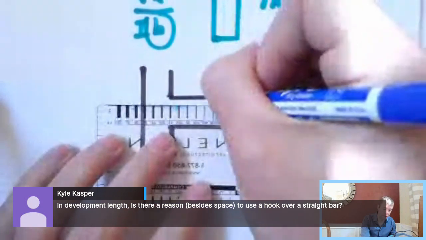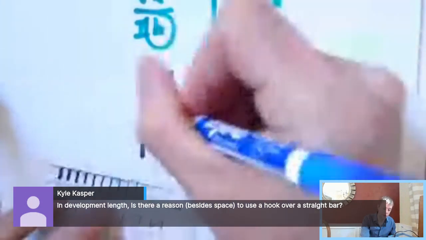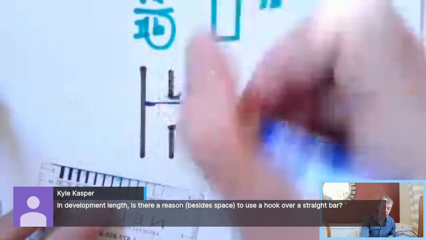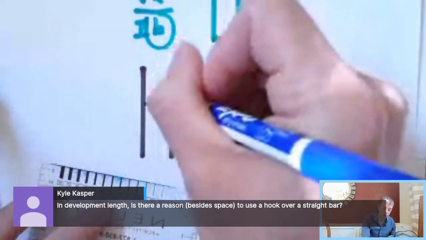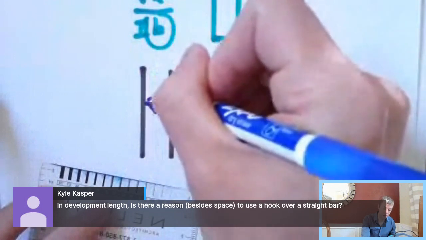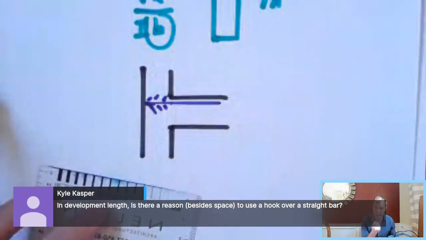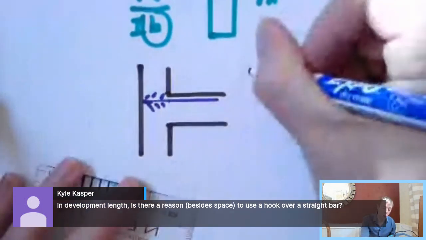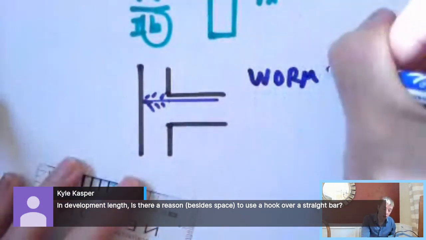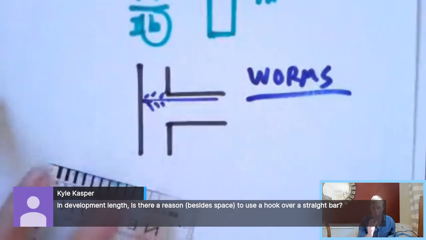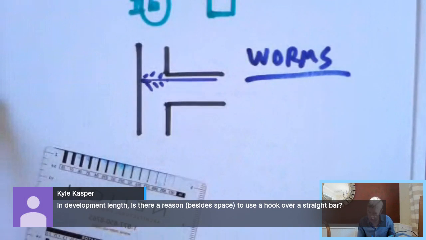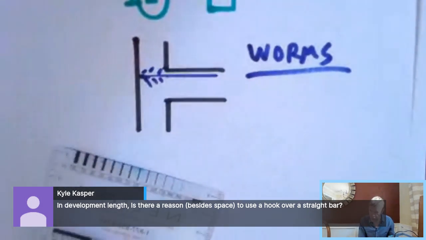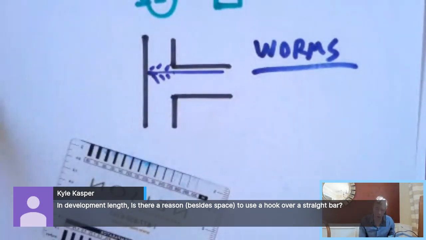What development length is, is a certain distance after the point where I need it, that the bar has to extend. So if that bar tries to get pulled out, it will resist. It will fight. And there's a whole cool video about this, about worms. Yeah, worms. It's all about worms. Watch the video. You can learn more. But Kyle asked, in development length, is there a reason besides space to use a hook over a straight bar?